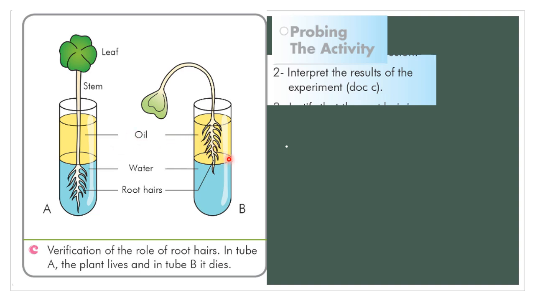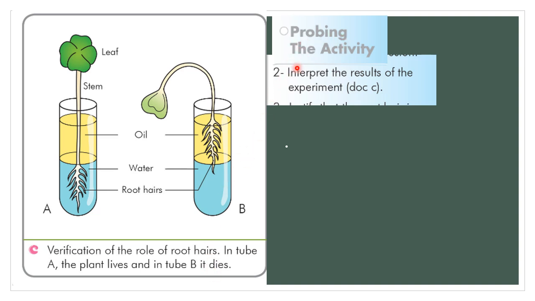We said that roots and root hairs are responsible for the absorption of water, right? So plant A gets enough amount of water, while plant B is deprived of water. So this is the reason why the plant in tube A lives and in tube B it dies.